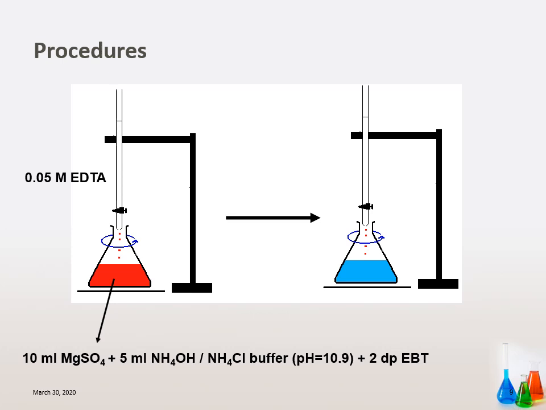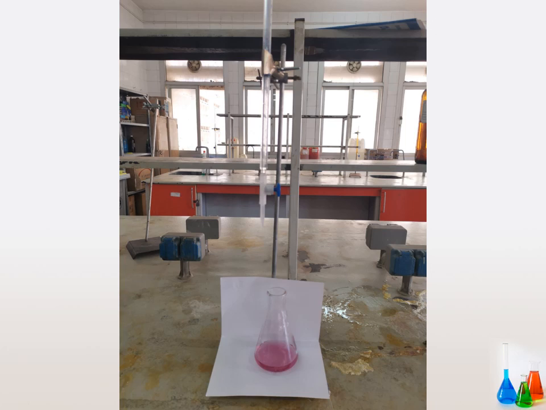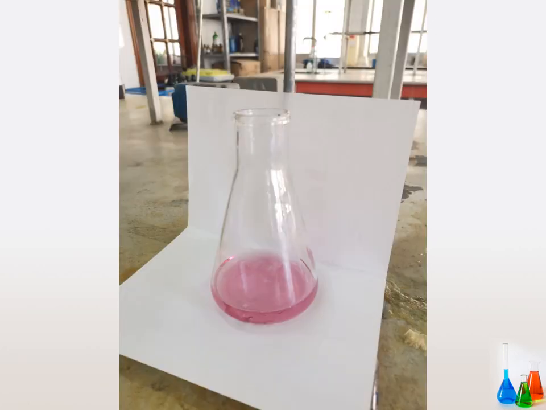We will add in the conical flask 10 ml of diluted solution of magnesium sulfate ampoule and 5 ml of ammonium chloride buffer with a pH 10.9 and 2 drops of eriochrome black T, and we will put in the burette 0.05 molar disodium edetate. The color will be pink, and this pink color will change to a sky blue. The first change to the sky blue is the end point. This is the color of the pink tint at the beginning of the titration.